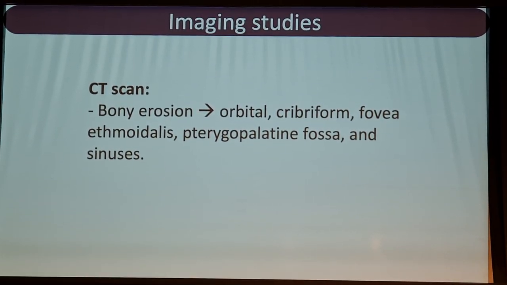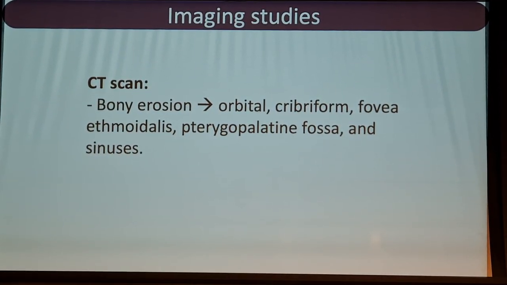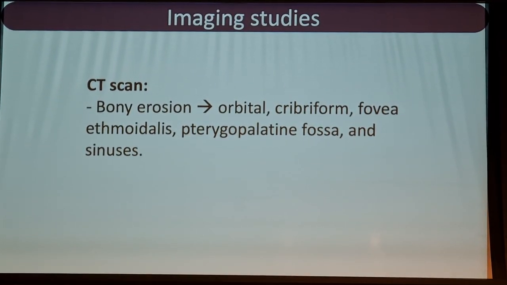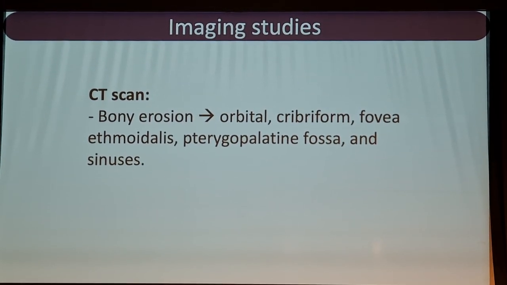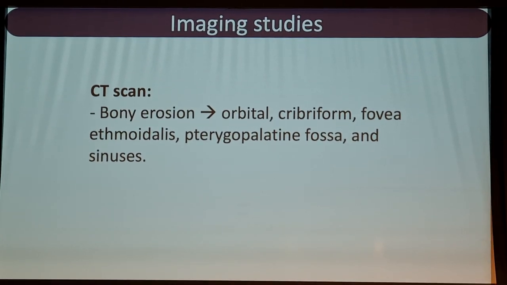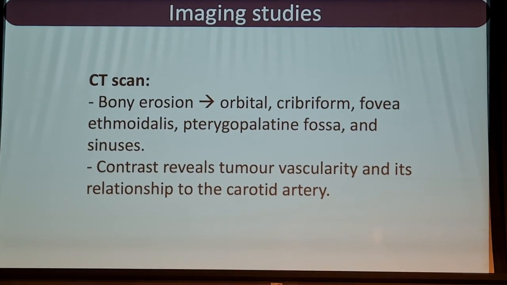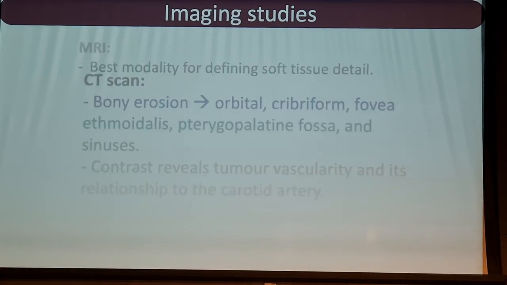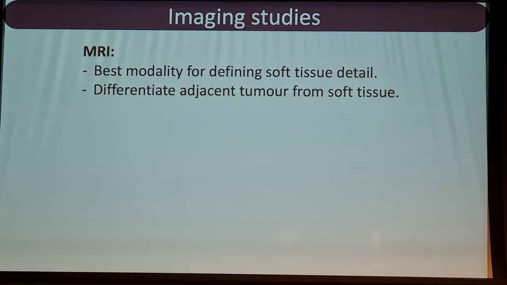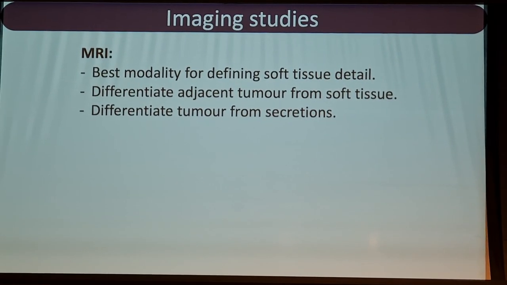CT scan is mandatory for these patients because of the framework of the bony erosion for the orbit, skull base, ethmoid, pterygopalatine fossa, and sinuses. We have to see all the margins of the bone in these patients. Contrast shows tumor vascularity and the relation with the carotid artery. MRI is better for soft tissue, and differentiates between tumor and soft tissue from secretion as well.